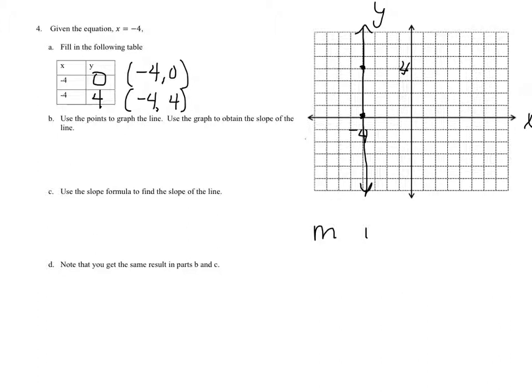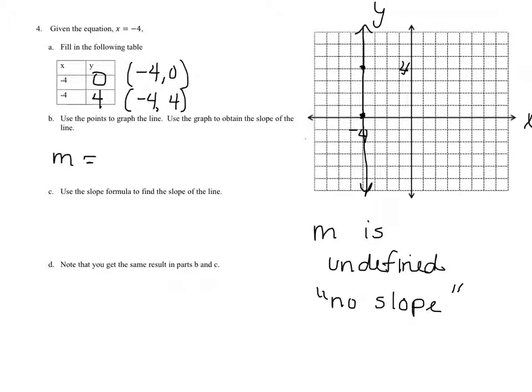I'm guessing that the slope is undefined. Some people say no slope. I hate that because I'm worried that people think that that's 0. Okay, it's undefined. So we're going to use the graph, go from one point to another. So I'll start here, and I'm going to go here. Well, the vertical movement is up 4, but there's no horizontal movement. And we all know when you're dividing by 0, you can't do it. It's a big error. Can't divide by 0. So the slope is undefined.